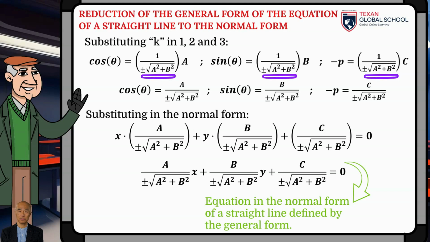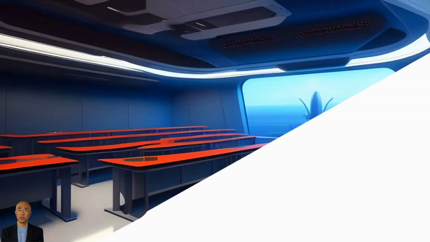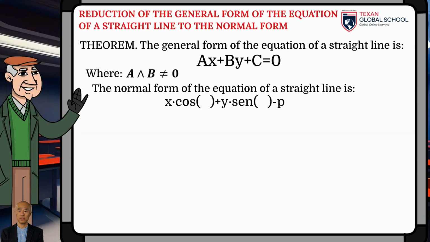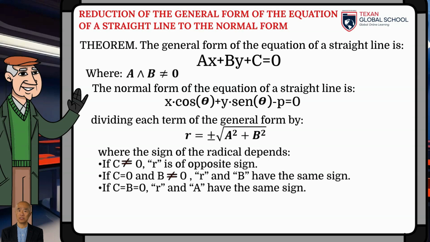So, in summary, what we must do to reduce the general form to the normal form of the equation of a straight line is divide each term of the general form by r, where r is equal to plus or minus the square root of a squared plus b squared, considering that the sign of the radical depends on the following cases. If c is different from 0, r will have the opposite sign. If c is equal to 0 and b is different from 0, then r and b will have the same sign. And finally, if c and b are equal to 0, then r and a will have the same sign.